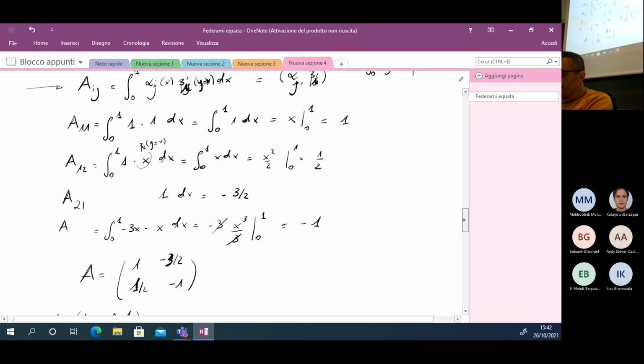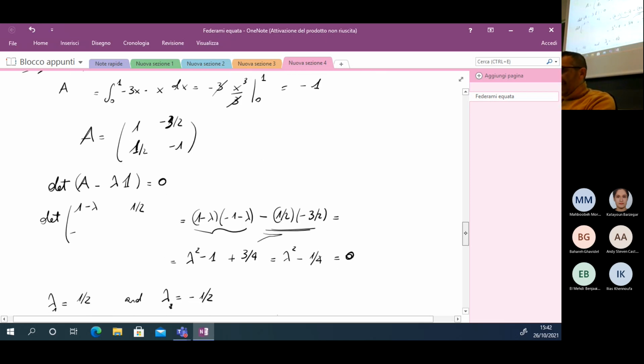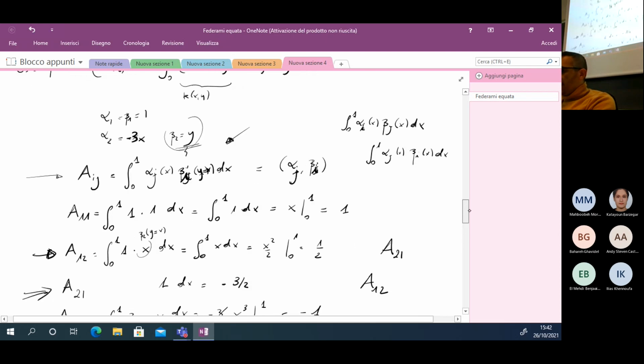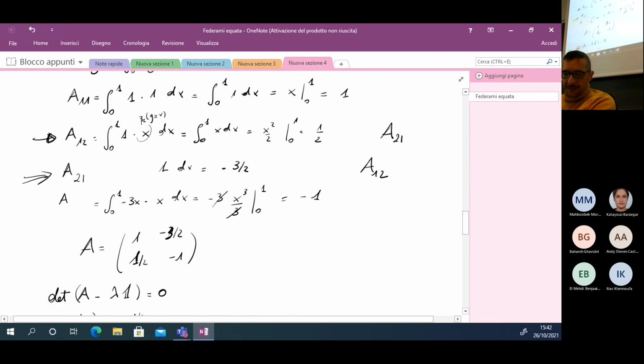So basically what happens is that the element 1,2 that we found should be the element 2,1. And the element 2,1 that we found should be the element 1,2. And so the correct matrix is this one, not the one that we wrote.